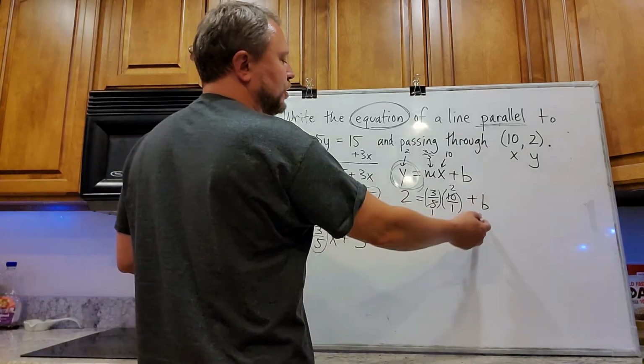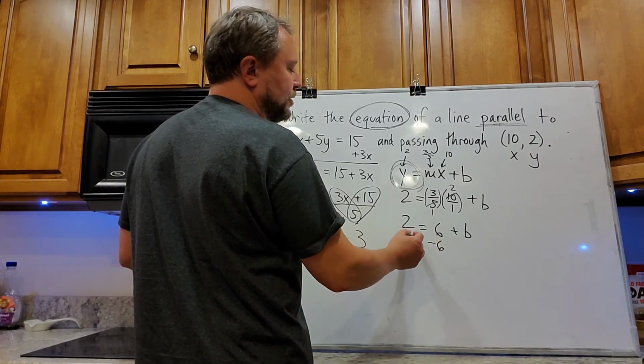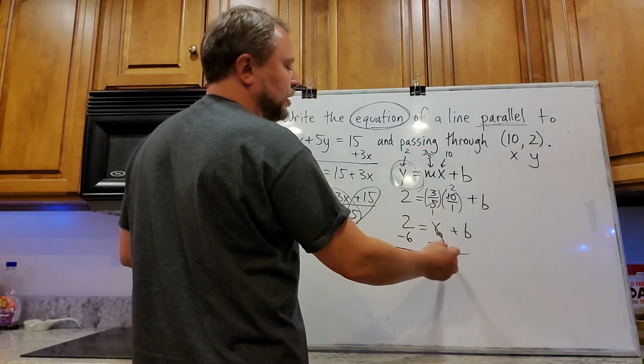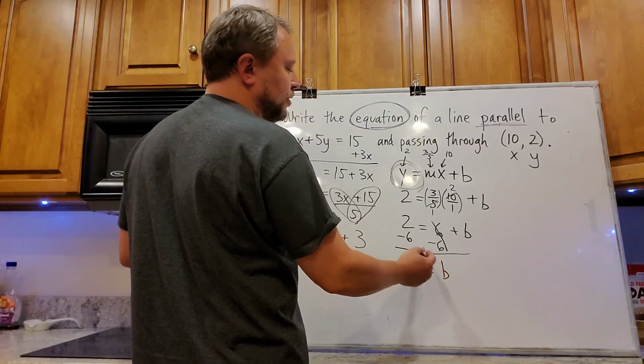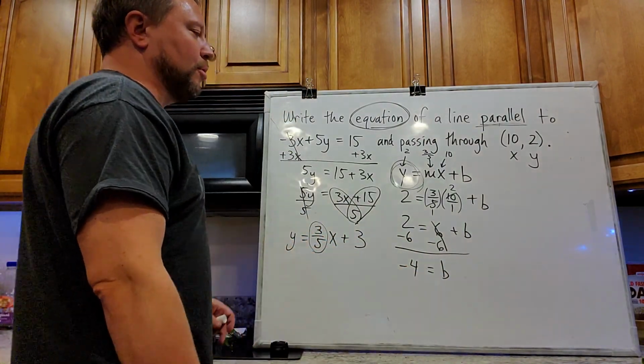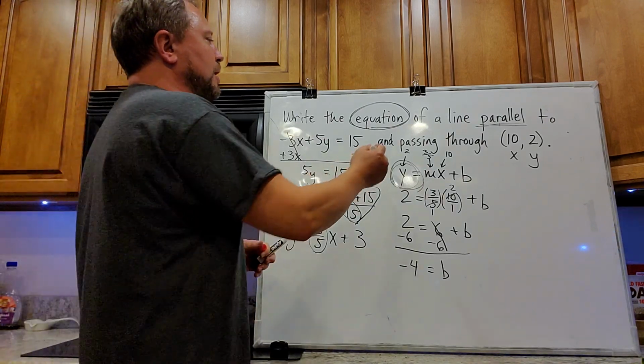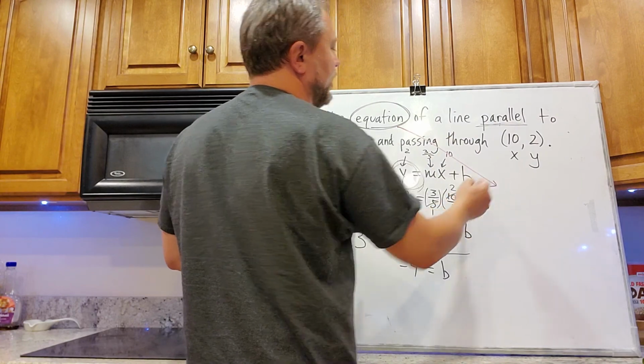Bring that down, bring this down. Now it's some very simple math here. If I subtract the 6 from both sides, now I'll have my b. And you can see that in this case our b comes out to -4. So my final equation, I'm going to write over here now.